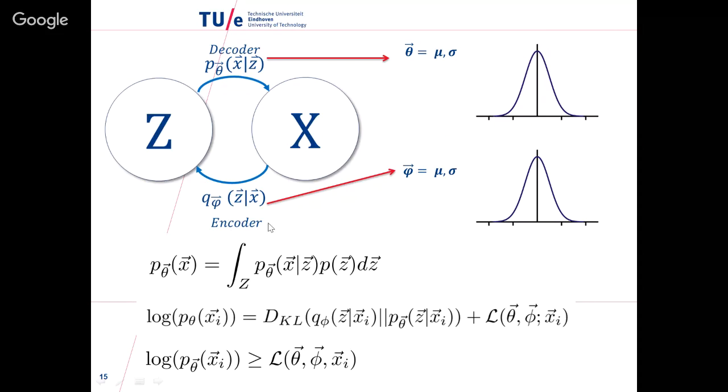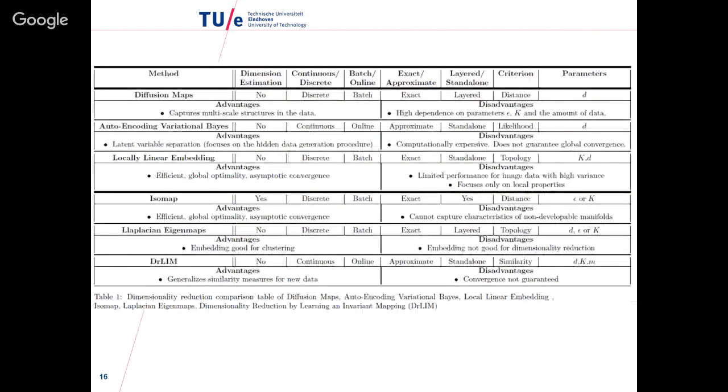The problem with this integral is that it is in general intractable. So to go around this problem, we will be using the encoder and decoder to maximize the log likelihood of this marginal distribution by means of the variational lower bound. We will be talking about this a little bit more in later sections after we make the comparison of all the methods that we have already described.